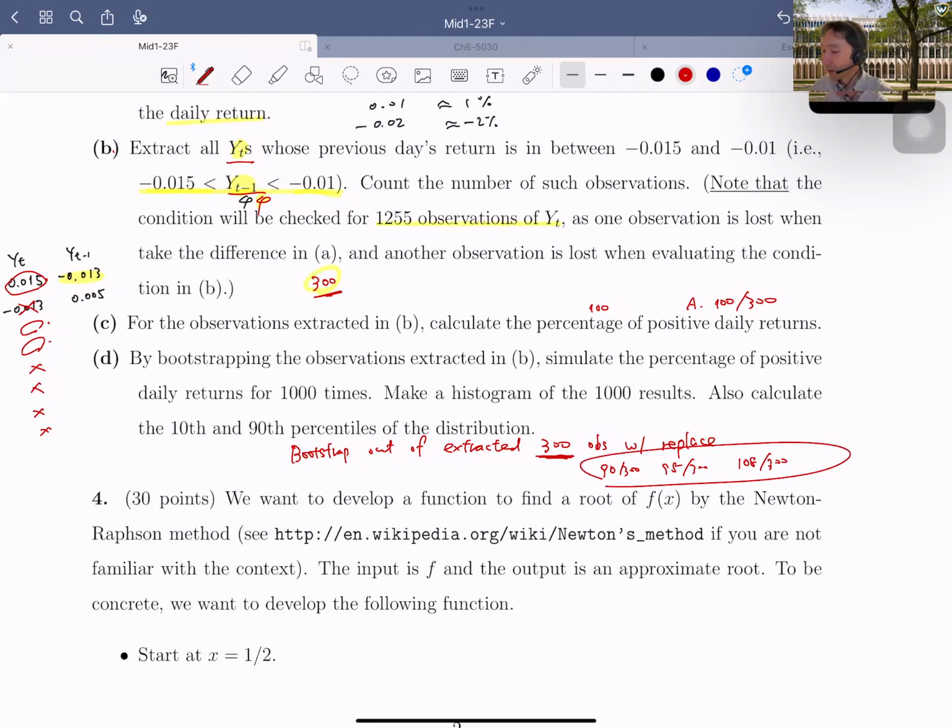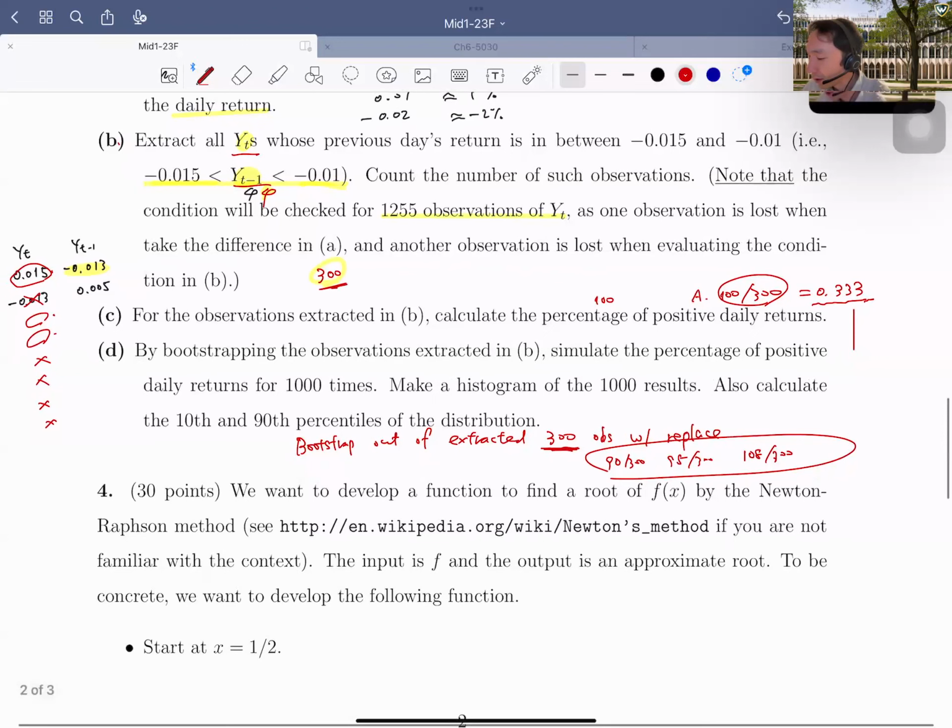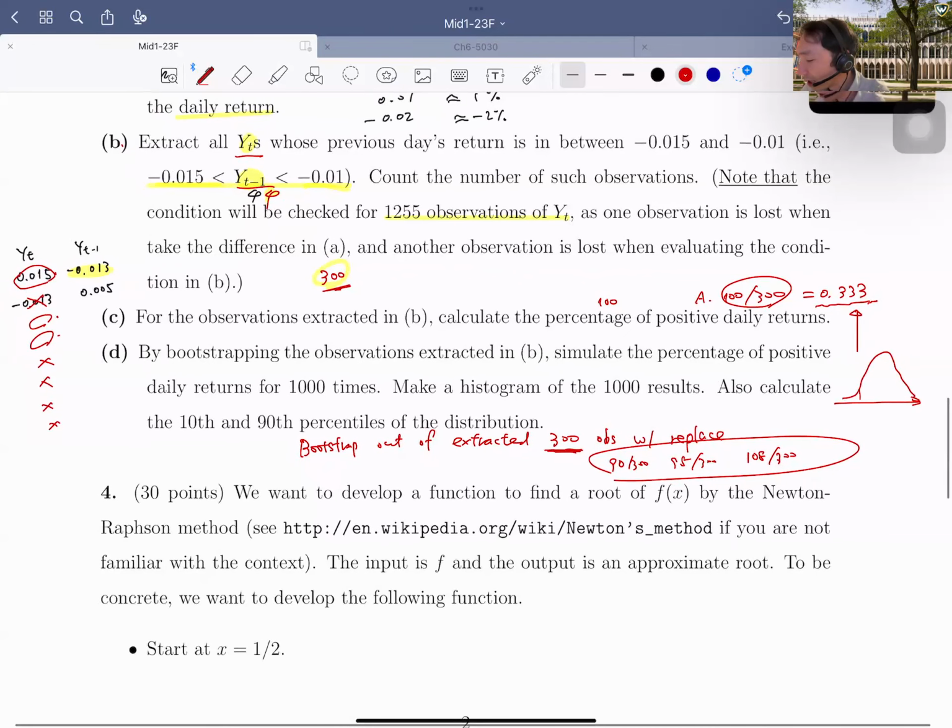Then we make a distribution of this. So the idea is, if in C we have 0.333 as the ratio, we only observe one ratio. So we want to evaluate how much variability this number has, and the bootstrap can identify it. So if we make a distribution, this 0.333 may not be a very reliable estimate, and maybe the distribution ranges from 0.3 to 0.4 or something like that. So we want to do this.